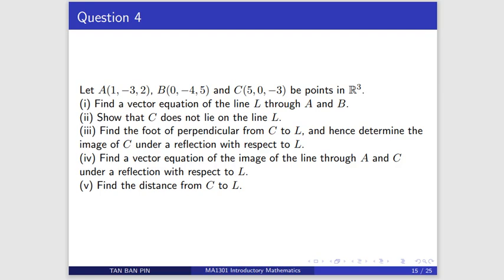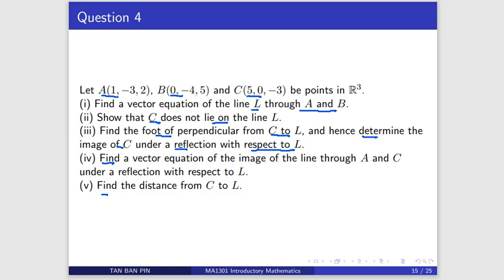In this question, you are given 3 points A, B, and C. In part 1, you are supposed to find the vector equation of the line L through AB, and then show that C does not lie on the line L. After that, you are supposed to find the foot of perpendicular from C to the line L, and then determine the image of C under reflection with respect to the line L.